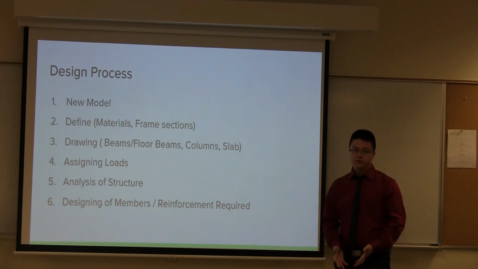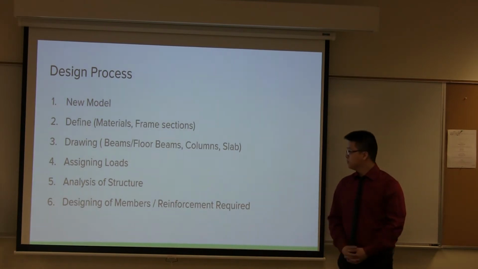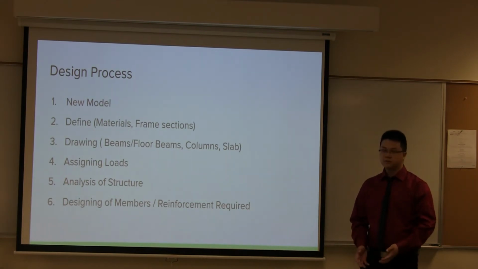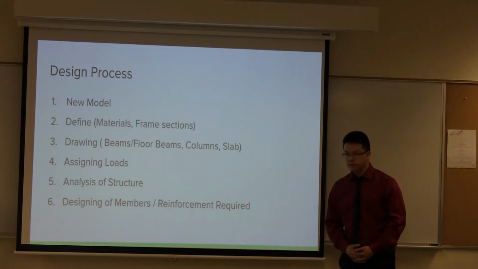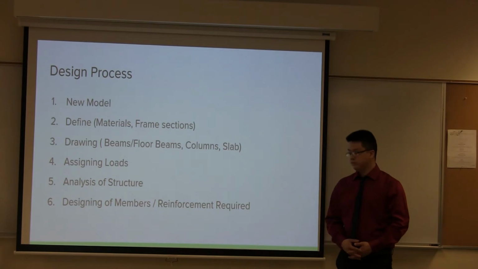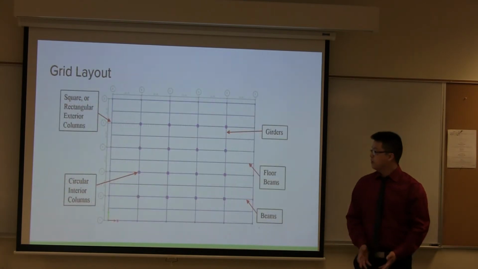And for frame sections, we had to choose sections for beam and girder, interior and exterior columns. And next, we had to do drawings of the beams, floor beams, columns, slabs. Next, we had to do the assigning of loads. With that, we had to analyze our structure, which can help us design our members, and which will yield our reinforcement required. And here's our grid layout.